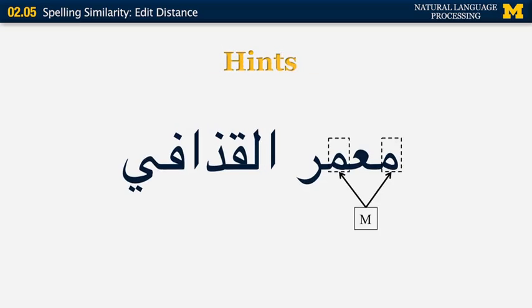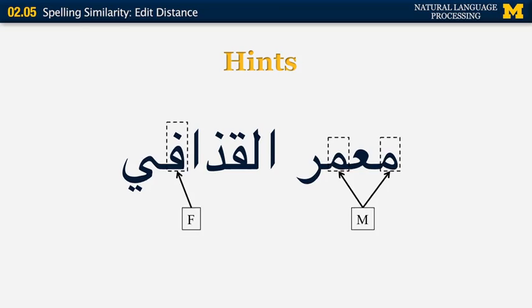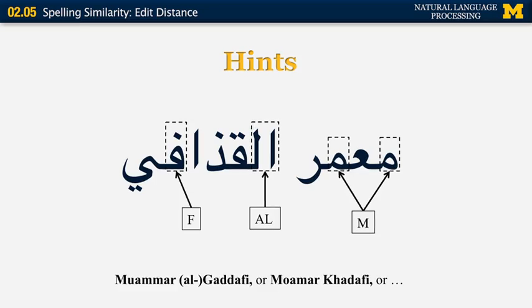Arabic is spelled right to left. The symbol that I marked is pronounced M. This one is pronounced F. This combination of symbols is pronounced L or L. So there's a reason why I'm showing you this example. So can you figure out who this person may be? Well, it is Muammar Gaddafi, the former leader of Libya, who was deposed and killed a few years ago.